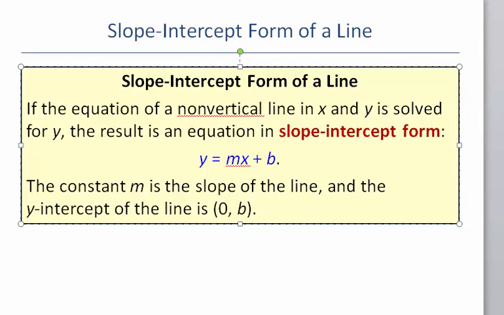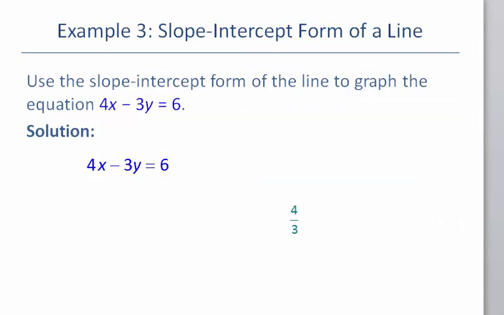Let's begin by looking at an example. Use the slope-intercept form of the line to graph the equation 4x minus 3y is equal to 6. So remember that the slope-intercept form of the equation is y = mx + b. Specifically, what this is asking you to do is solve your equation for y. So we're going to take our equation 4x minus 3y is equal to 6, and we're going to get y by itself on one side.